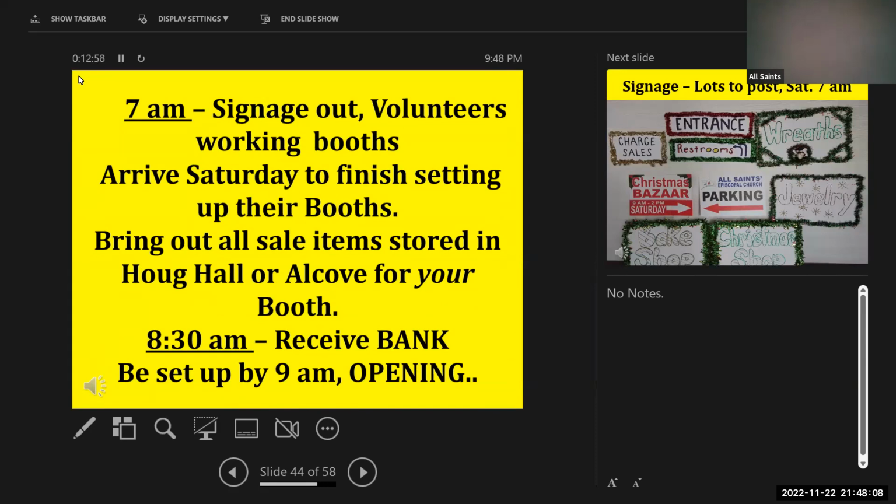And some of the stuff, like the wreaths and things and the trees, we're going to store outside in this alcove so you don't have to come in here, because they're going to have everything set up for sign and offering, so there's no way you can get to anything, so most of it's going to be outside. And at 8:30, Miss Marilyn here is going to give you your bank.